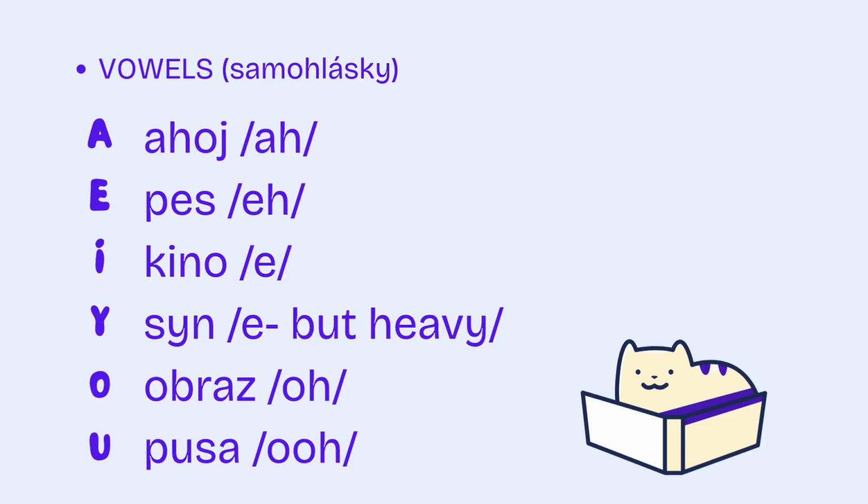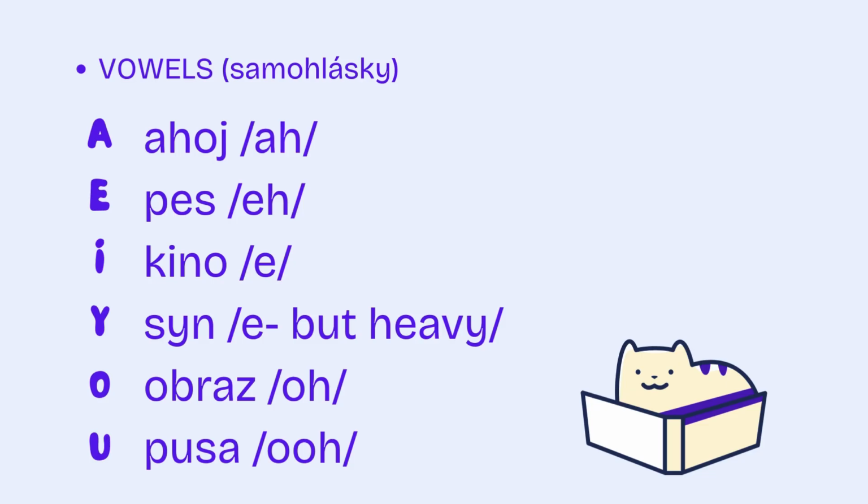Now, here we have y. Y is pronounced the same as the previous letter, i. However, it sounds a little bit heavier. When you are listening to the Czech language, you cannot really distinguish if it's the first one or the second one. They sound the same.